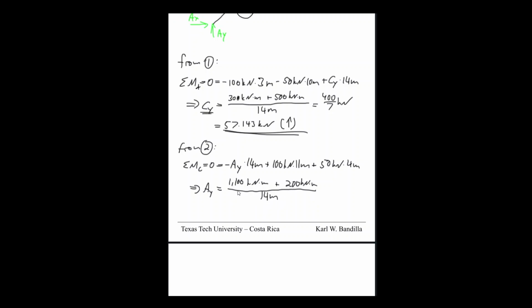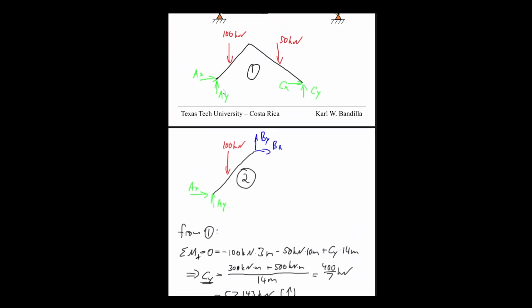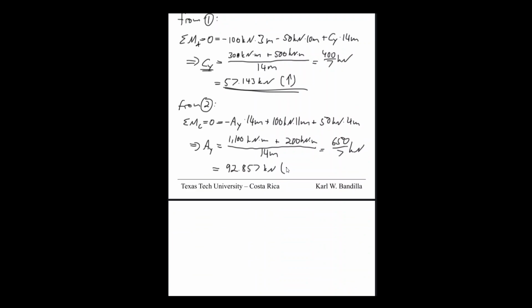That'd be 1,300. 1,300 by 2 is 650. 650 divided by 7, I don't think there's much there. So that'd be 650 divided by 7 kilonewton. 650 divided by 7 is 92.857 kilonewton. We got it positive. We said Ay is positive upward, so upward it is.